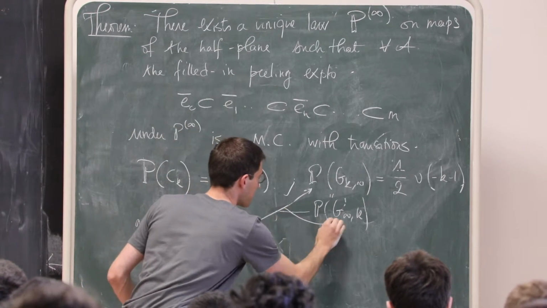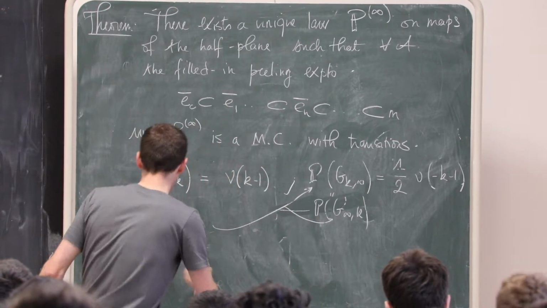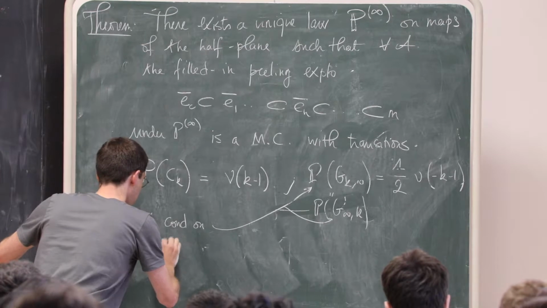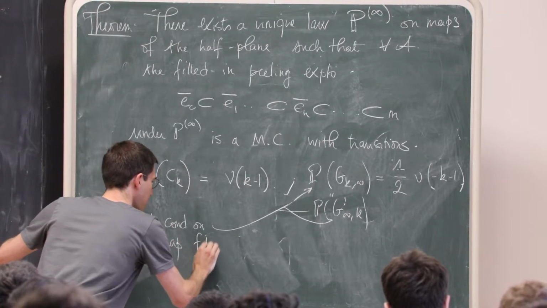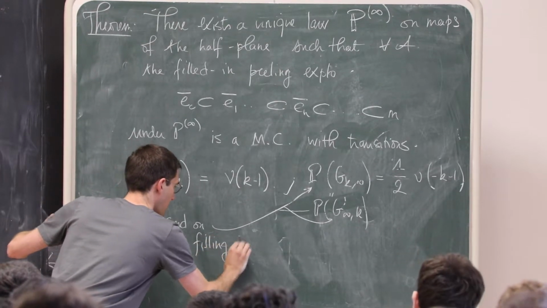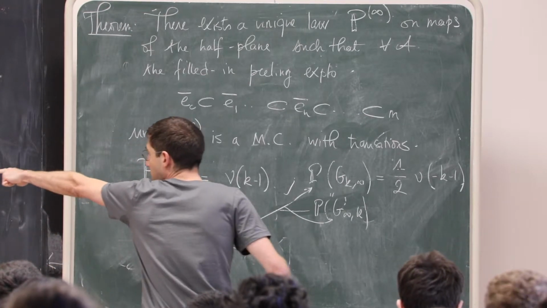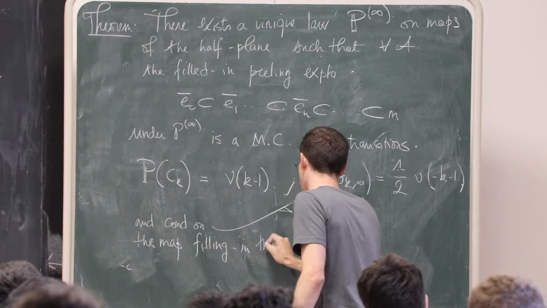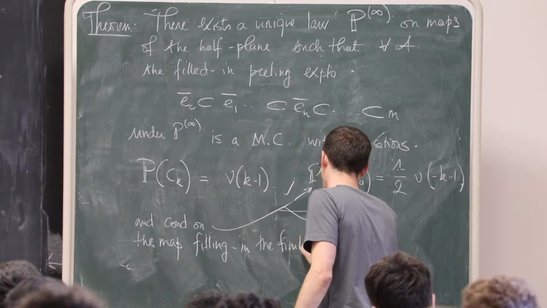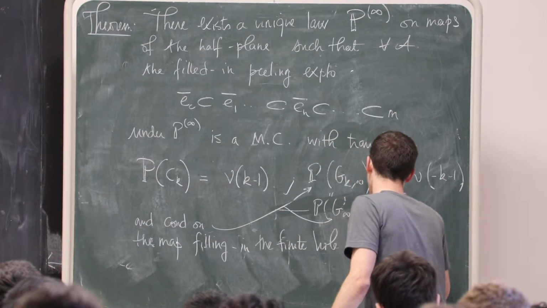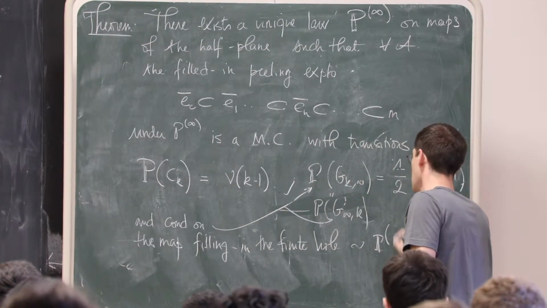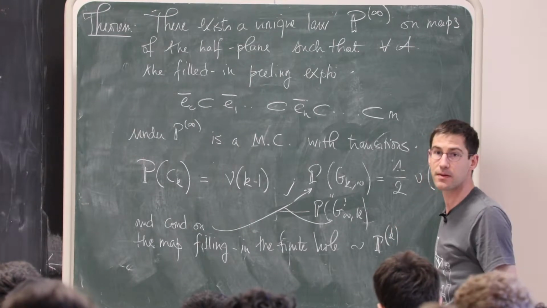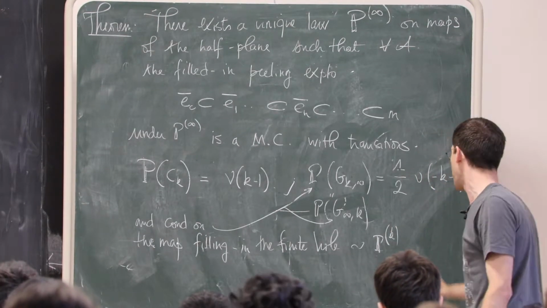And conditionally on an event like that, or like that, the map filling in the finite hole, the one in yellow, has law pk. It's a Boltzmann map without target of the proper perimeter.